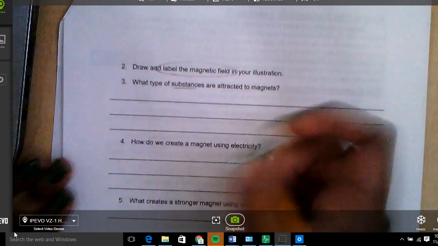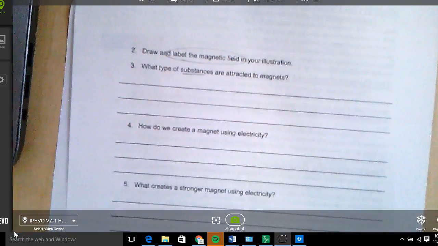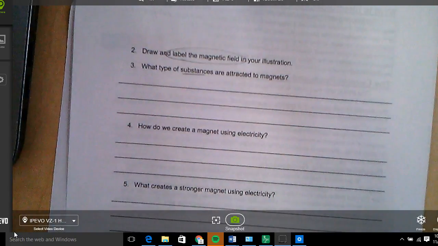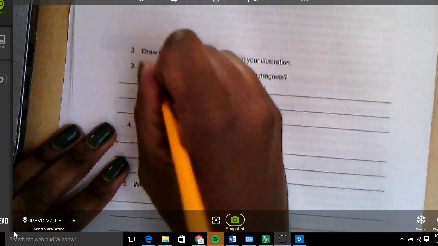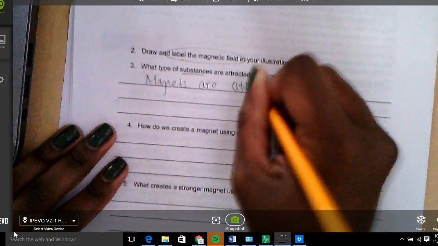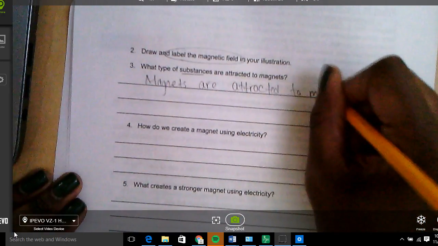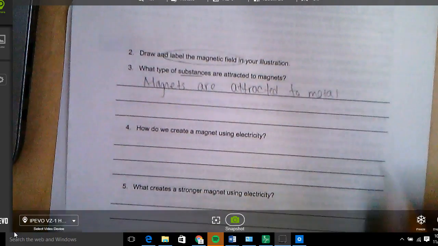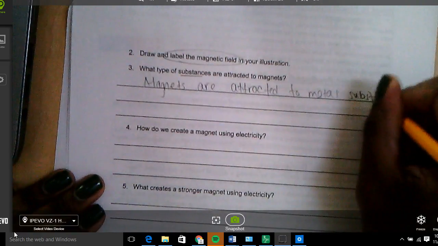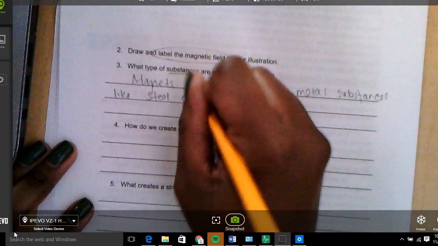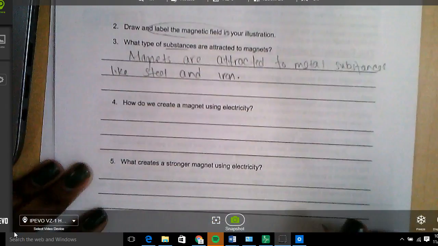So what type of substances are magnets attracted to? Let's go over this quick. Shira. I need someone who will answer in a complete sentence. Shankira. Okay, Malik. Very good. Magnets are attracted to metal substances. Steel, very good. Metal substances like steel and iron. Thank you for those examples.